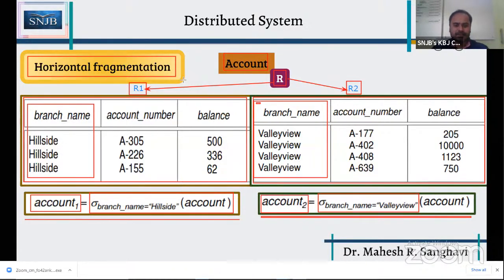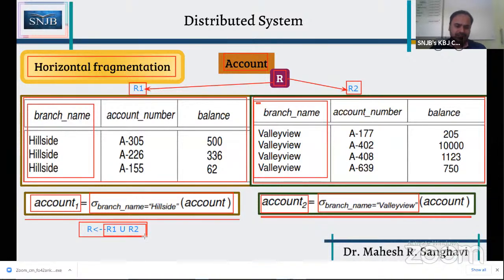Now suppose we want this particular R back. Suppose we have divided R into R1 and R2. How will you get R back? Simply, you need to take the union of R1 and R2. See, I have written here: R will be available by taking only the union of R1 and R2.